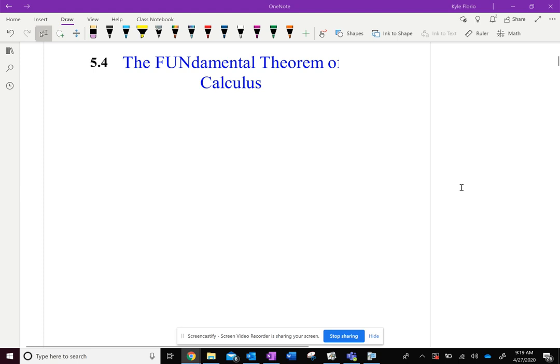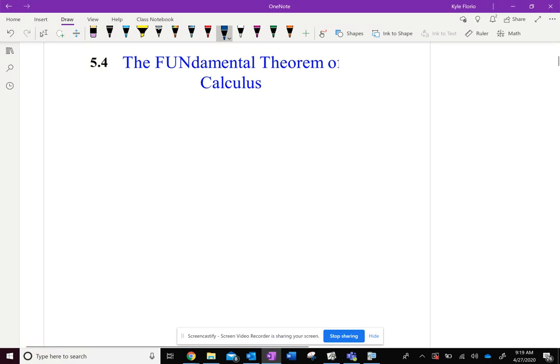Hey Calculus, this is Mr. Florio. Today's going to be a special day. 5.4, the fundamental theorem of calculus, one of the few words in the dictionary that have three letters capitalized. And this is going to be a big deal. A lot of maths have like the fundamental theorem of algebra, the fundamental theorem of whatever subject it is, but the fundamental theorem of calculus is a big one.